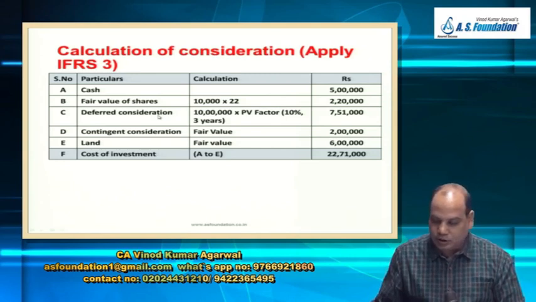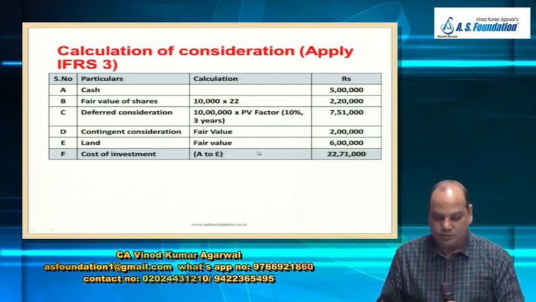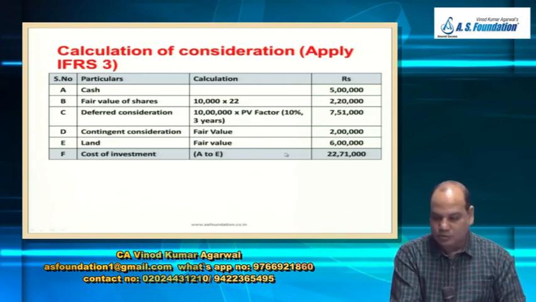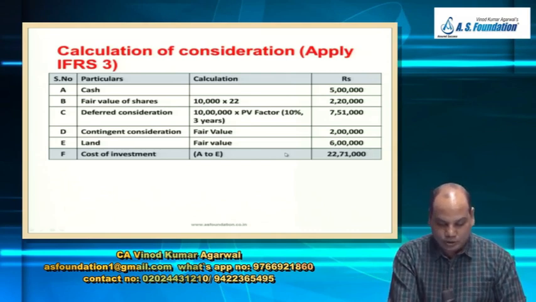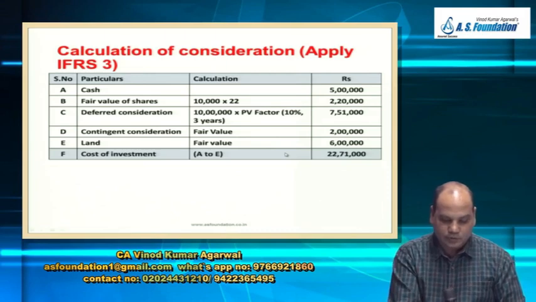Then write down contingent consideration fair value 2 lakh. Then write down land fair value 6 lakh. Take total according to your notebook. Tell me how much is the total. 22 lakh 71,000. 315. The student is saying 315 also. Write that also.